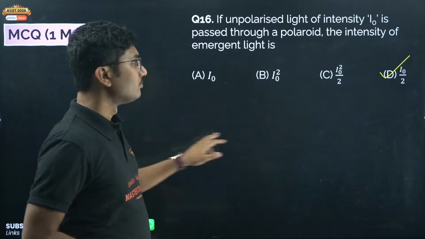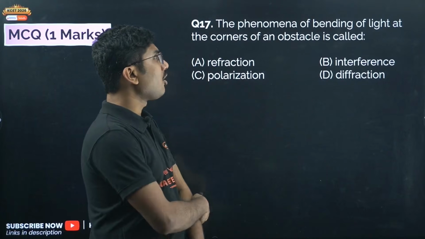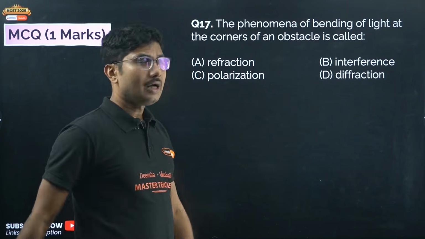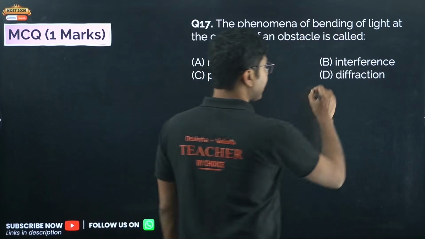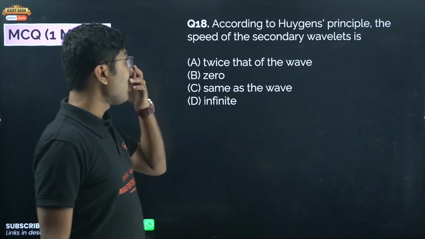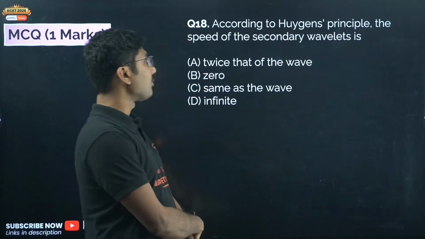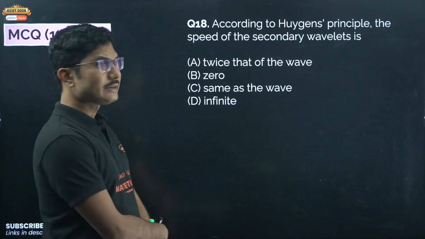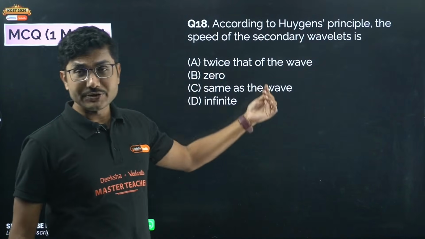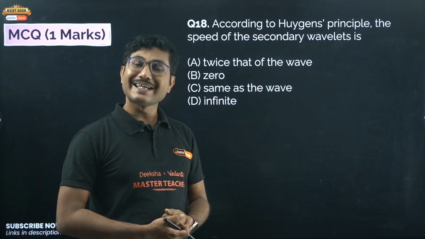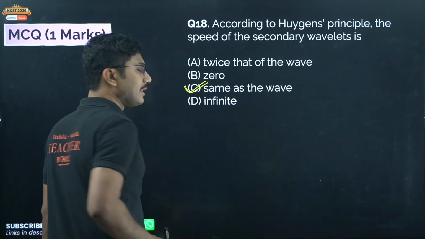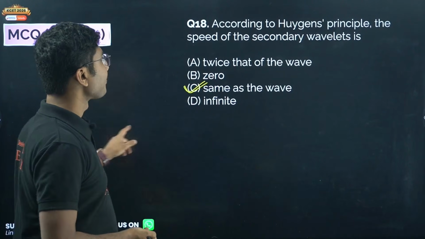Okay, so remember this. The phenomenon of bending of light at the corners of an obstacle is called diffraction. Bending of light at a corner is called diffraction. According to Huygens principle, the speed of the secondary wavelet is twice that of the wave, 0, same as the wave, or infinite? According to Huygens principle, the secondary wavelet moves with the same speed as the primary light. That means it is the same as the wave.